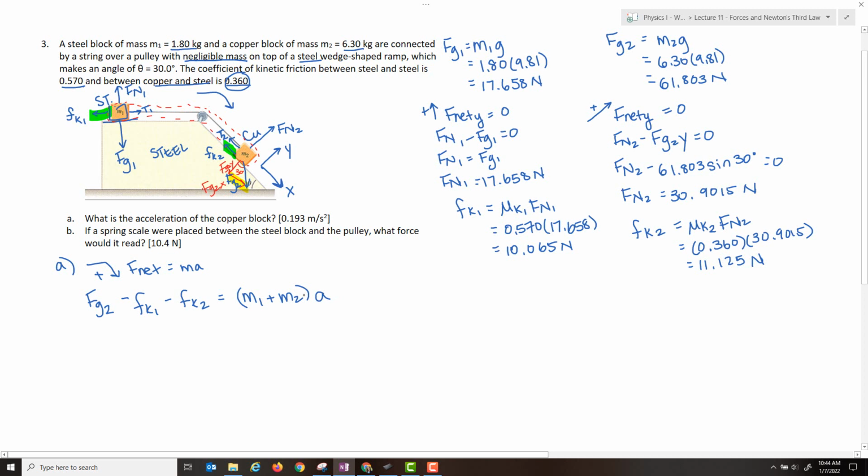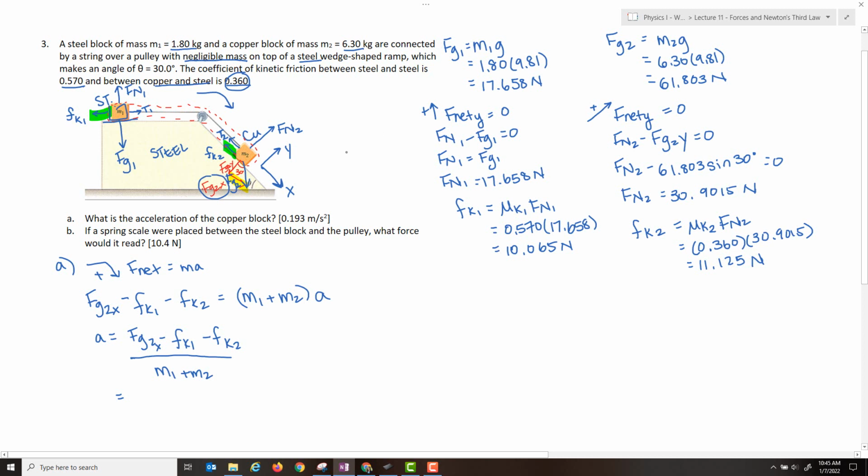Okay, so now A is what we're solving for. So I'm just going to rearrange. A equals Fg2 minus force of kinetic friction acting on 1 minus force of kinetic friction acting on 2, divided by the sum of both of their masses. All right, so now we need Fg2. And really, I should have put Fg2x, because really it's just the x component of Fg2, right? So it's this here, Fg2x.